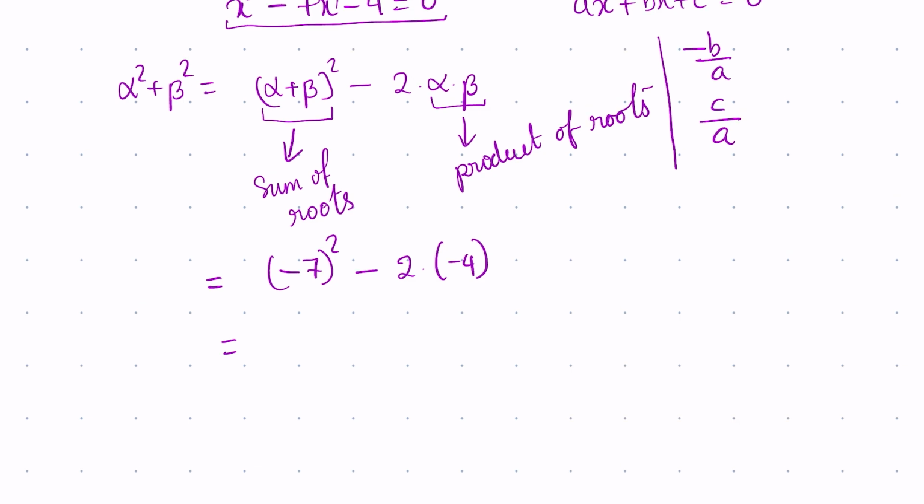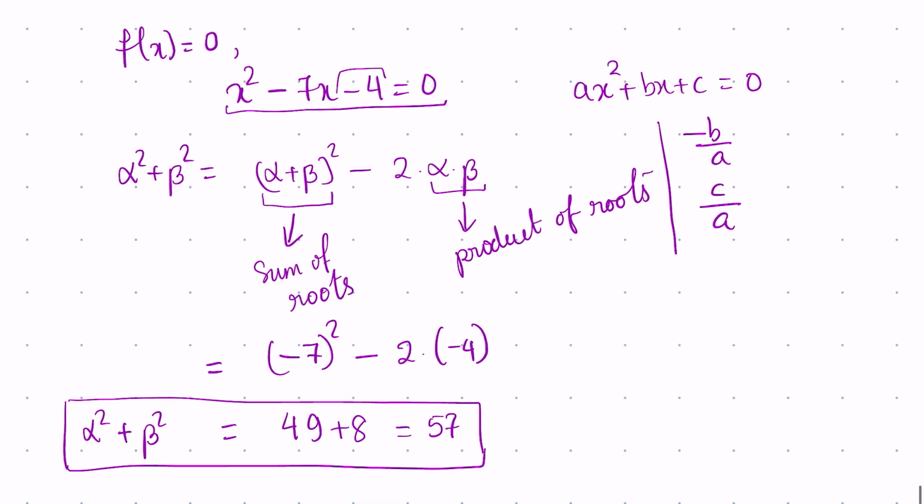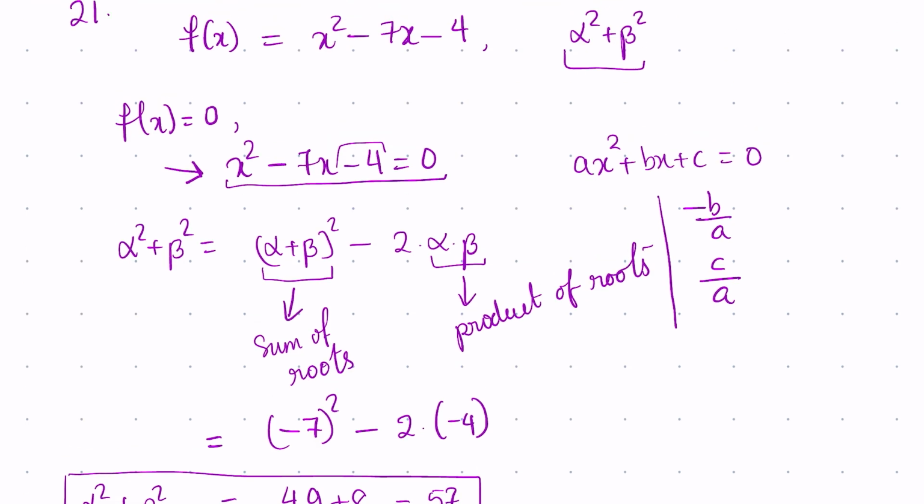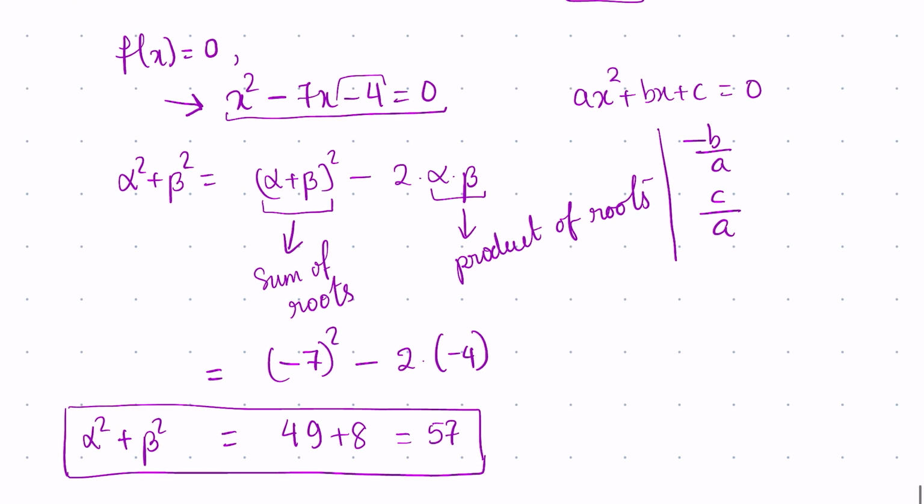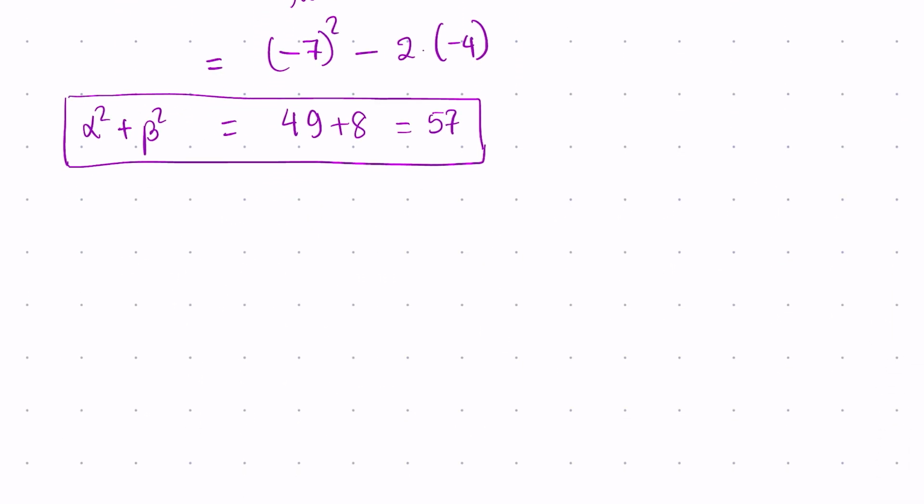Minus 7 squared is 49, minus 2 times minus 4 is plus 8, so that is 57, which is alpha squared plus beta squared. So that is our answer. You could of course attempt to solve this quadratic equation and then try to find the sum of the squares of the roots, but that's going to take a lot more time. This is a much simpler approach. Okay, so moving on to question number 22 now.